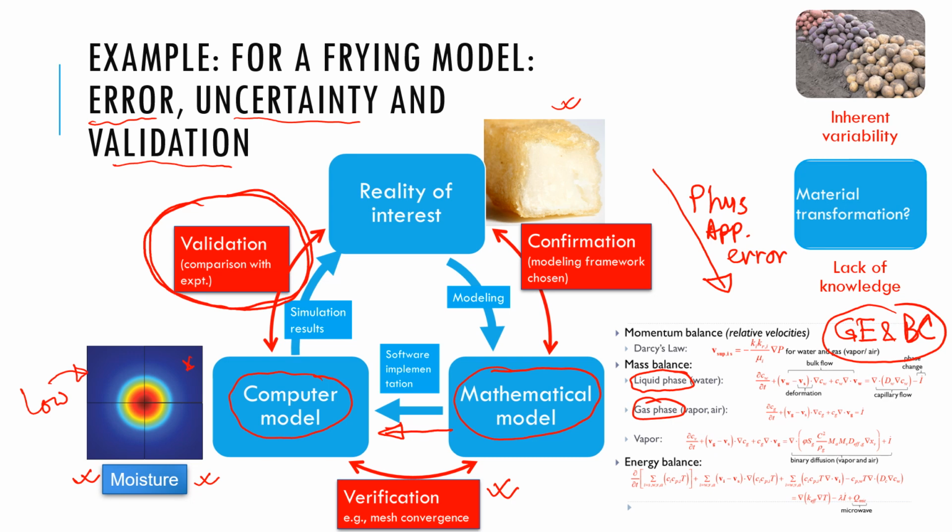Also notice, just because we are validating one particular variable or one particular way, either spatial variation, for example, or time variation, it doesn't validate everything. For example, we can validate the center temperature, but that does not mean we are validating the temperature profile over the entire cross section.